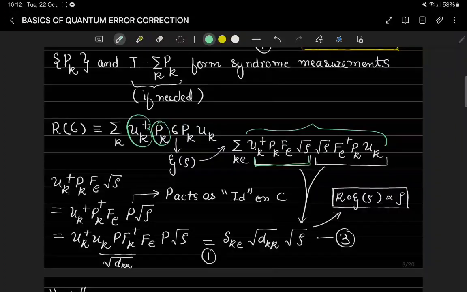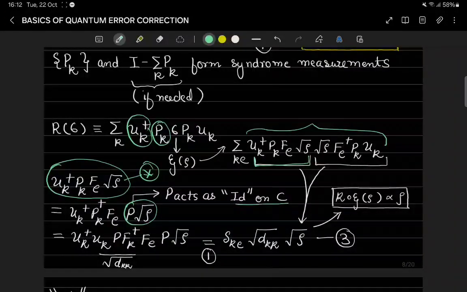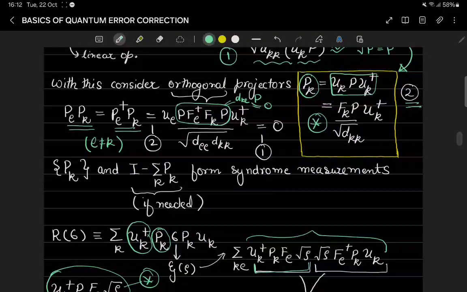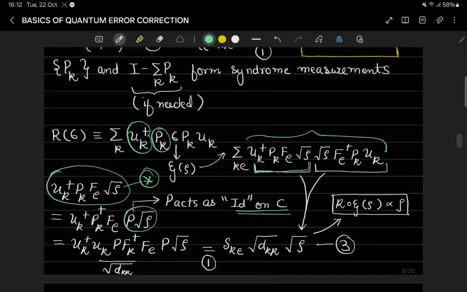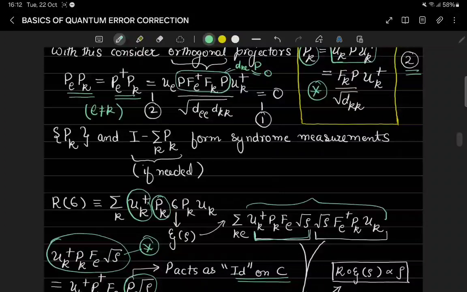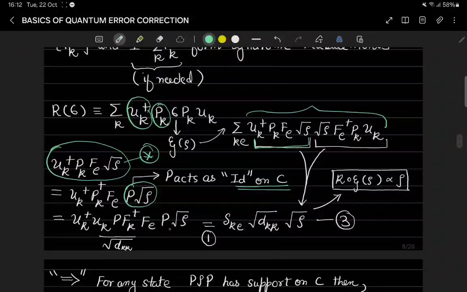So U† P_k, so I am in this line here, so this is the part. This can be written as, I just write the square root of rho as P times the square root of rho because rho is in the support of the code space, so P is like an identity on the code space. And then from here I will use the number 2 operation here. So I will write P_k† in terms of P and U_k. So this is what I have used here.